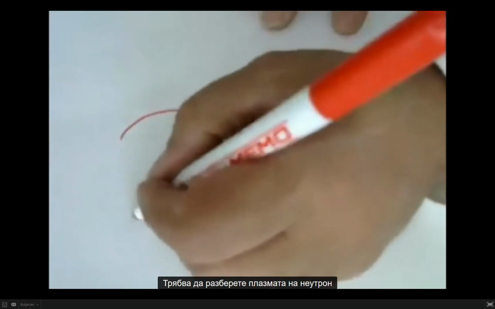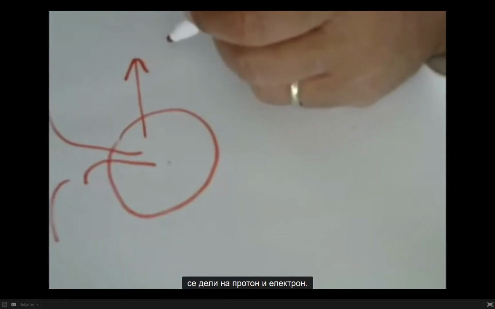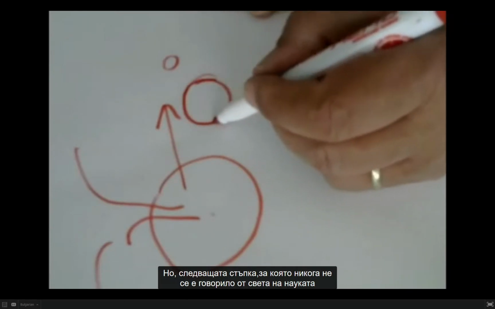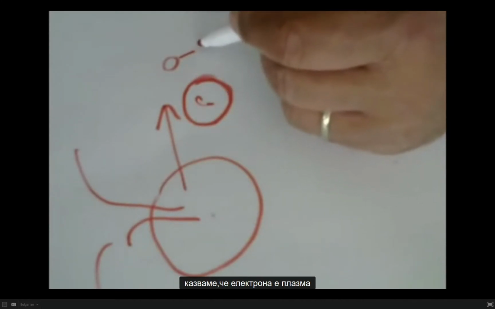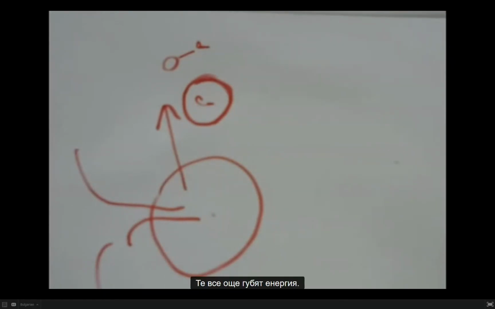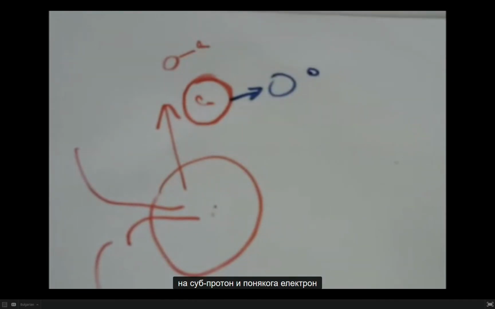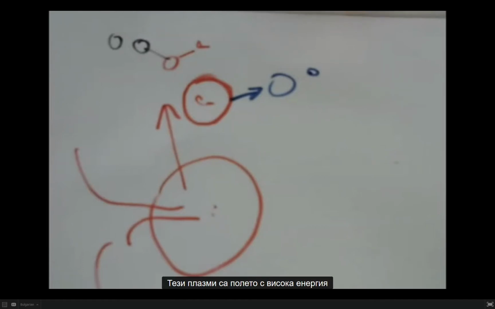Understand the plasma of a neutron. In time, as it loses its field to its environment, it divides into a proton and electron. But the next step, which has never been talked about by the world of science, is, okay, we say a proton is a plasma. We say electron is a plasma. What happened to them? They still lose energy. They are still back in the same process where the neutron, the mother, was. And in time, they themselves divide to subproton and sometimes electron and sub-electron and submatter. These plasmas are the field high energy which man has never considered, never understood.